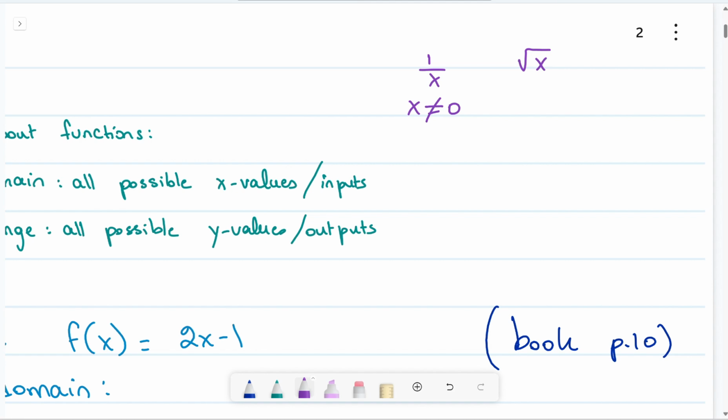For square root of x, x has to be greater than or equal to 0. So let's say x equals -2, this is not in the domain. Now for logarithmic functions, x has to be greater than 0. So for instance, x equals -3, this is not in the domain.